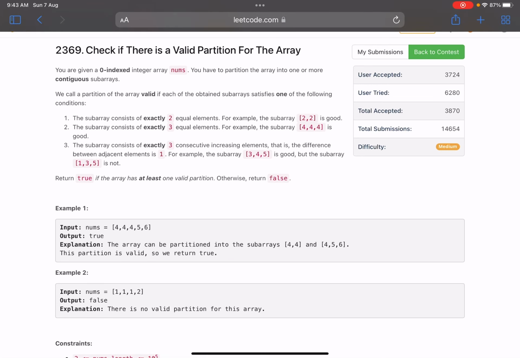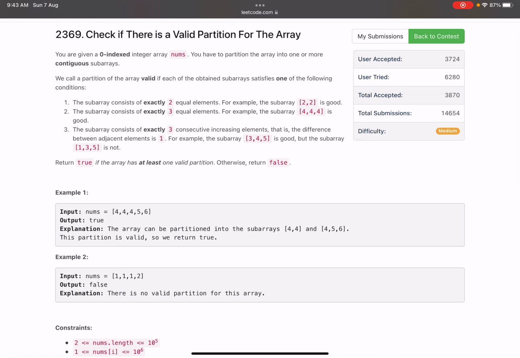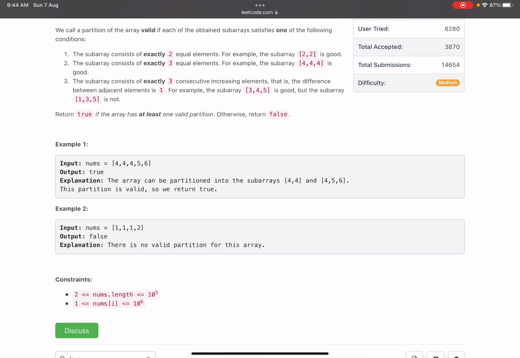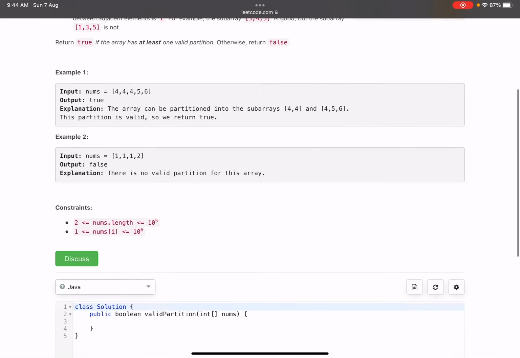of the following conditions. A subarray consists of exactly two equal elements. For example, subarray 2, 2 is good. A subarray can have exactly three equal elements, that is 4 4 4, that is also a good subarray. Also, a subarray consists of exactly three consecutive increasing elements, that is the difference between adjacent elements is 1. For example, the subarray 3 4 5 is good, but the subarray 1 3 5 is not good. Return true if the array has at least one valid partition, otherwise return false.